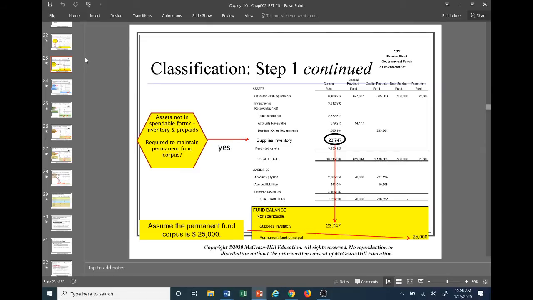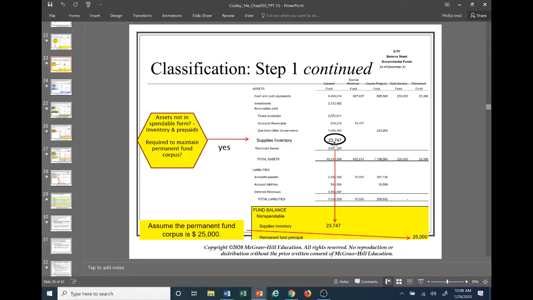Now it's asking us the same question again. Are there any assets not in spendable form, inventory or prepaids? And are we required to maintain a permanent fund corpus? Yes, in this case we are required to, because there are some non-spendable things. If we can see here, it shifts over. The supplies inventory right here of 23,741. We know the supplies inventory is one of those things that we can't use. So it's going to be non-spendable because those inventories are going to be used for that current period. So we know we need to hold on to those.